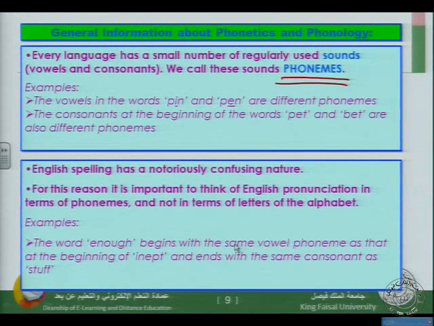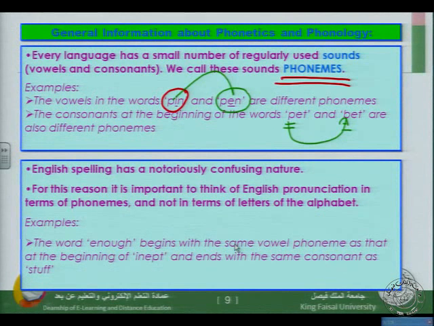So the vowels in the word pen and pin are different phonemes. The consonants at the beginning of the words pit and bit are also different phonemes. So the P right here, the E and the I, pin and pen, pit and bet. We have different phonemes, and the P and the B also are different phonemes. Different sounds, right? It sounds different.